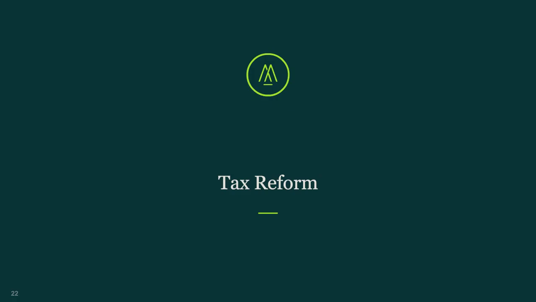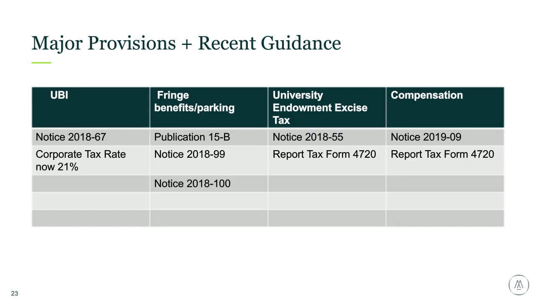Okay, well, moving on to tax reform. There's some recent guidance under the major provisions that are hitting exempt organizations. Under unrelated business income, Notice 2018-67 came out. We'll talk about that. Fringe benefits, there are three things listed there. The last two came in December of 2018, and it was very welcome because we needed guidance terribly.